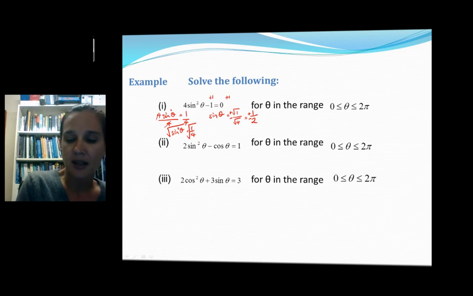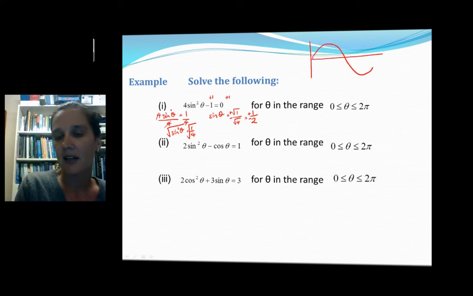So what we have to do, we think about, okay, it can be positive or negative. So if we think about our sine curve, here's our sine curve here. We've got positive a half and negative a half.